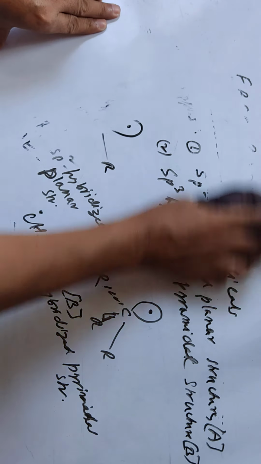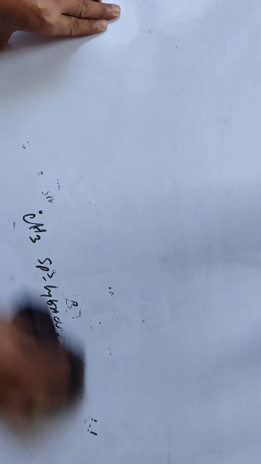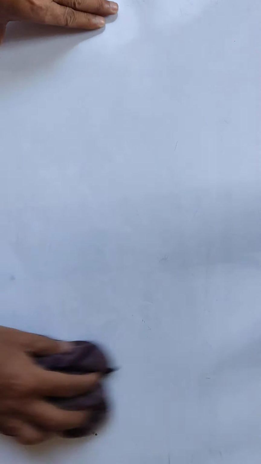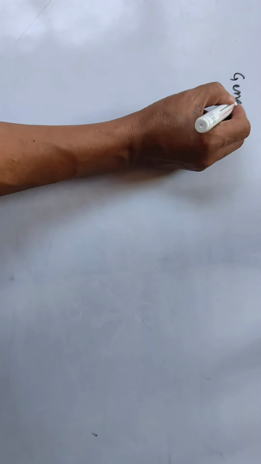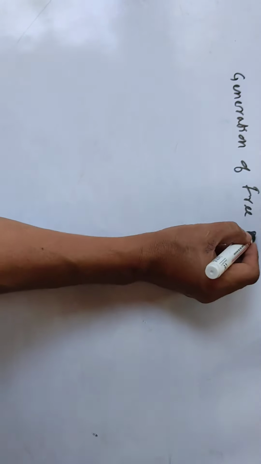Now let us look at the generation of free radicals. Free radicals can be generated by thermolysis, photolysis, or decomposition reactions.